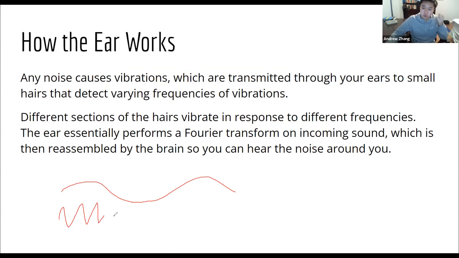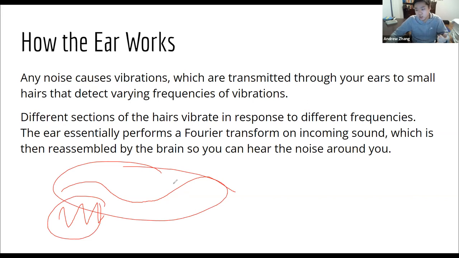Then when it gives information to your brain, the brain can reassemble it and tell you, okay, there's this much of this frequency, this much of this frequency, this much of a certain other frequency, and it adds all together, and that creates the noise in your head that you perceive to be whatever sound it is. So again, back to the example of instruments. A violin will have a different shape than a clarinet, and those will result in different parts of your ear hairs tingling, which will result in different signals being sent to your brain, and that will result in a different sound, even if they are the same amplitude, and even if they are the same frequency.